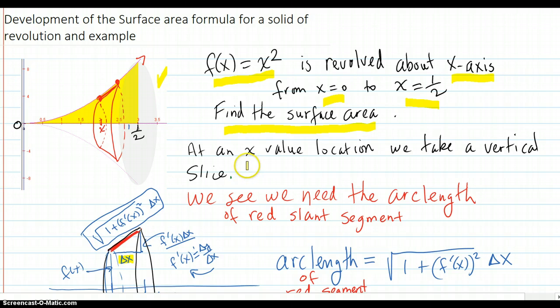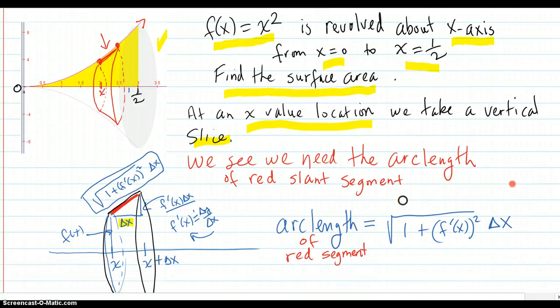So at an x value location, just like you did in the solids of revolution, you take a vertical slice. You can call it a cut, some kind of slab. So this vertical or slanted height here is going to be very important, because that seems to matter on the surface. It's going to make the surface wider there. So let's find that first.